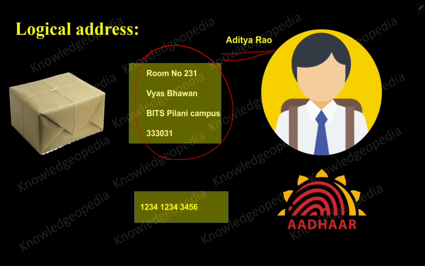So why is it logical? Because the location where Aditya is presently studying, his room number, is given here, and this location we can reach logically. Looking at BITS Pilani campus, and the pin code 333031, we can say that he is presently in Rajasthan, in Pilani, in the Vyas Bhavan hostel, and this is the room number. So this address will help us to reach Aditya Rao logically.